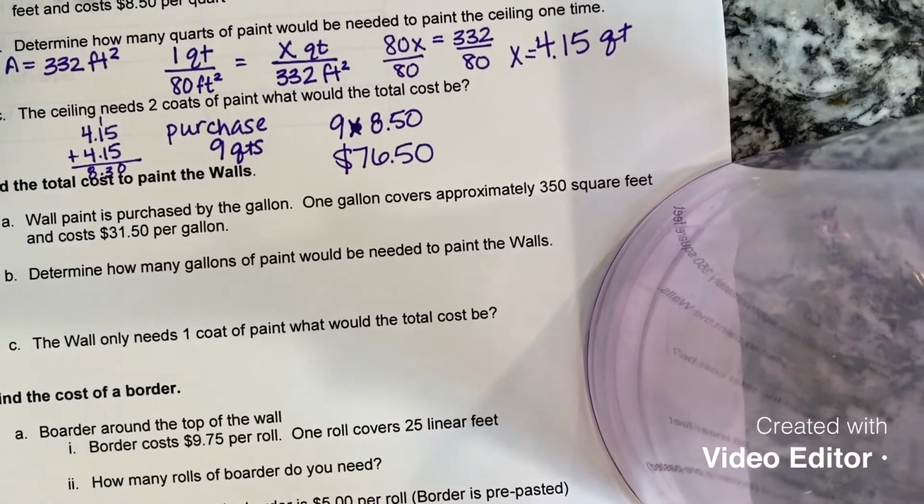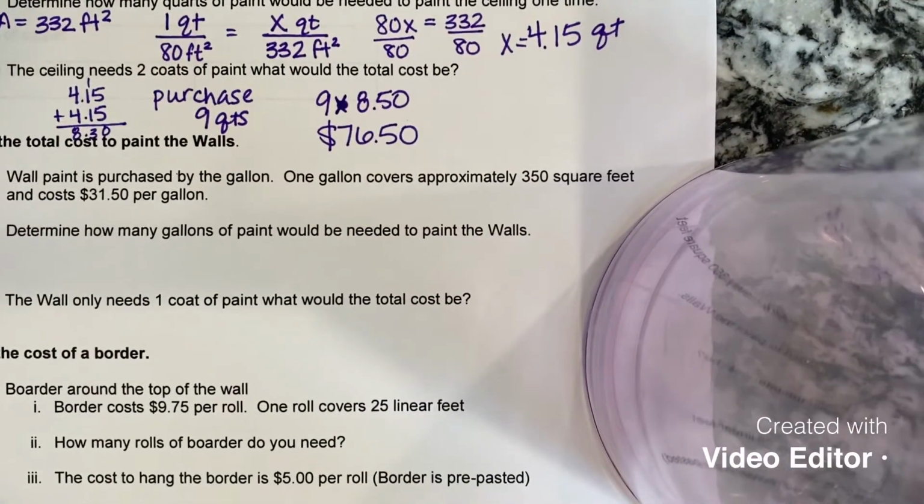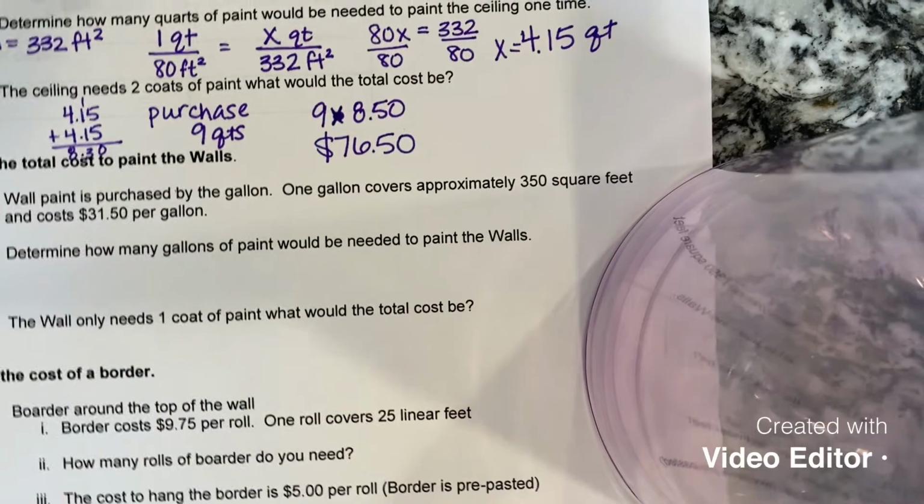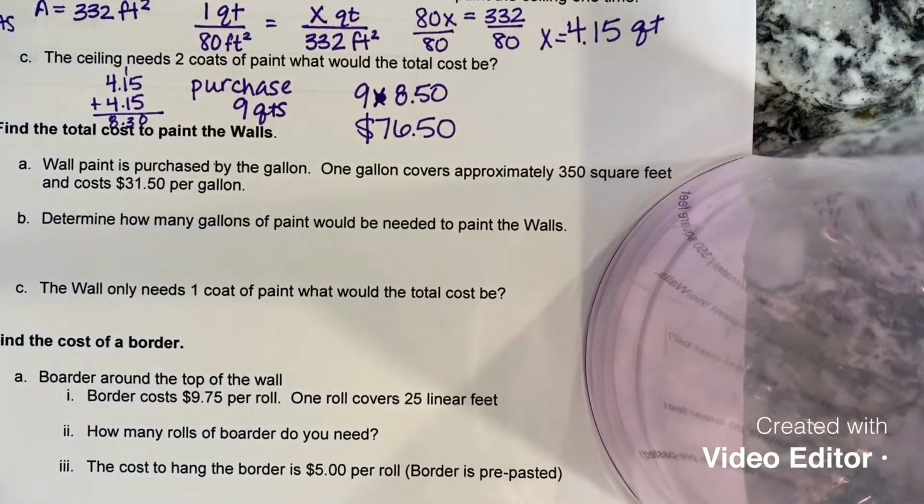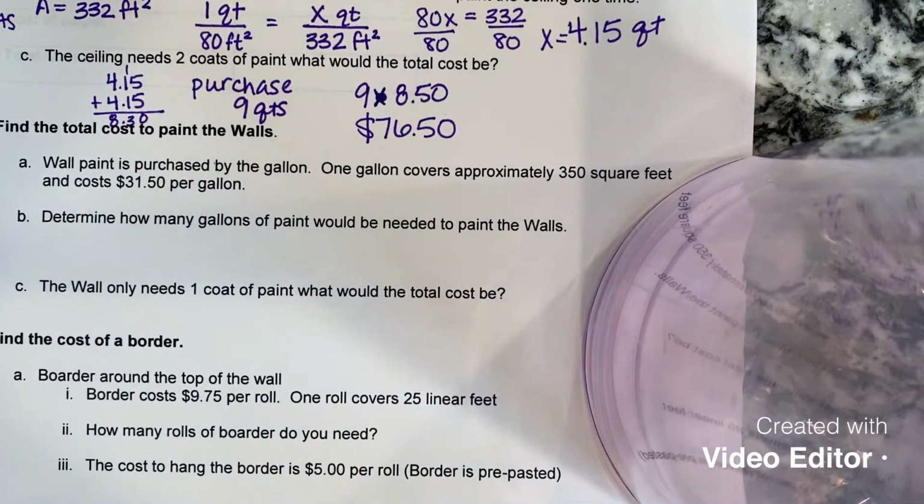So you're gonna take that and you're gonna come back over here, and it says 1 gallon covers approximately 350 square feet and costs $31.50 to purchase.